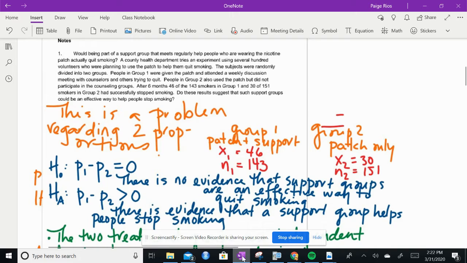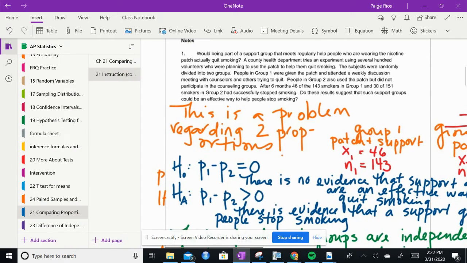All right, so I'm going to go through this problem and you can annotate your copy. You have a completed copy in your Google Drive. You also have a blank copy of this, depending on how you want to work with this. So for chapter 21, you're working with two proportions, either with intervals or with tests.